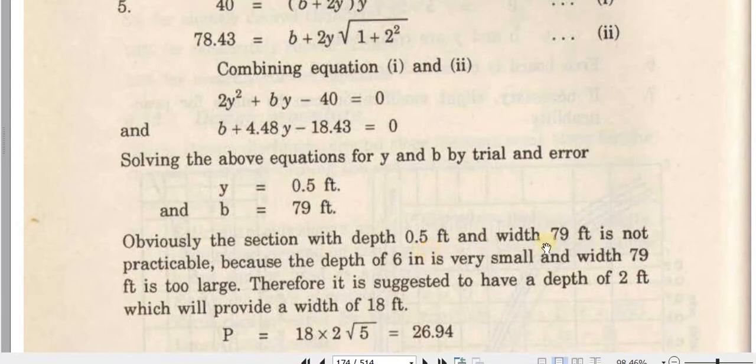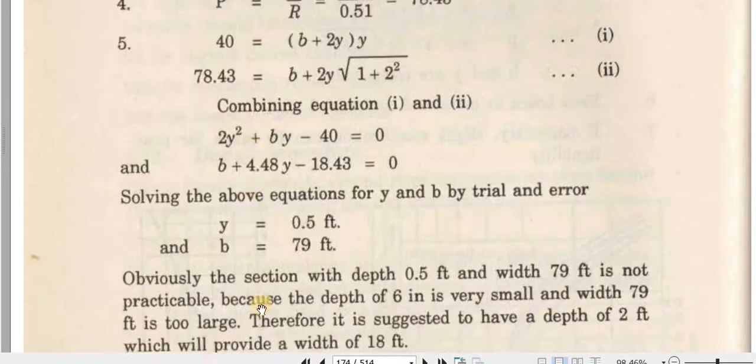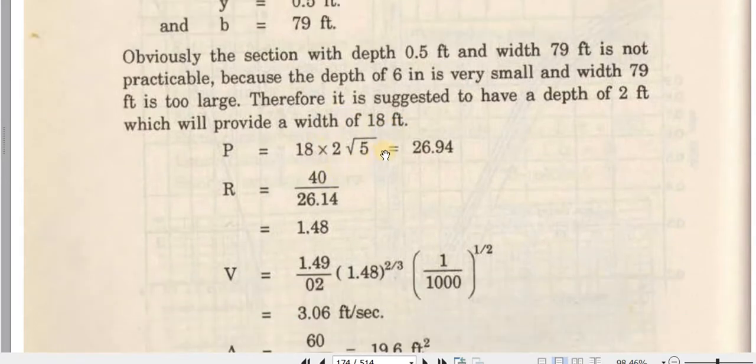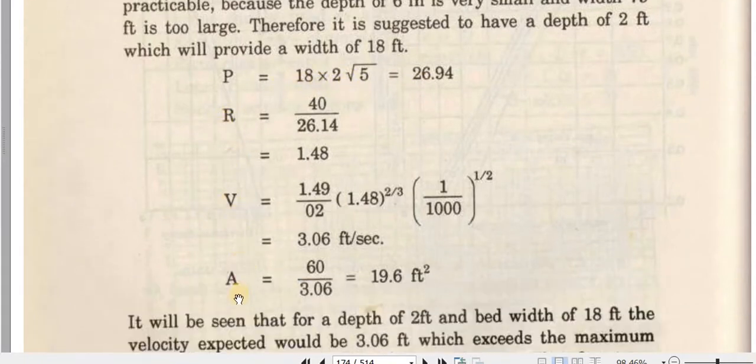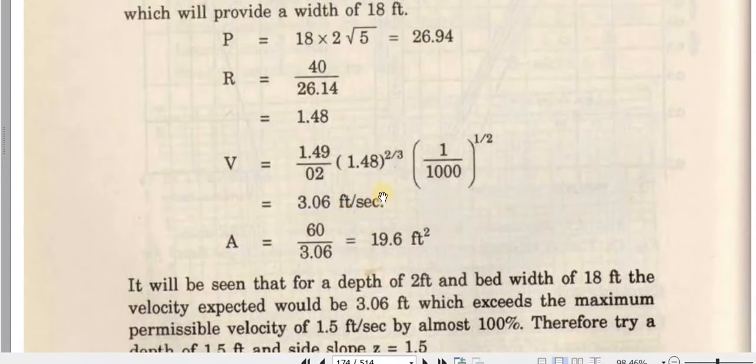Obviously the section with depth 0.5 feet and width 79 feet is not practicable, because a depth of 6 inches is very small and with a width of almost 80 feet. Therefore we have to change our design a little bit. We have to now fix a depth of 2 feet. By fixing a depth of 2 feet, using all the other values, it will give us a width of 18 feet. And then we have to calculate P using the equation, and then R, then velocity, then we have to calculate area. Now its velocity is 3.06.